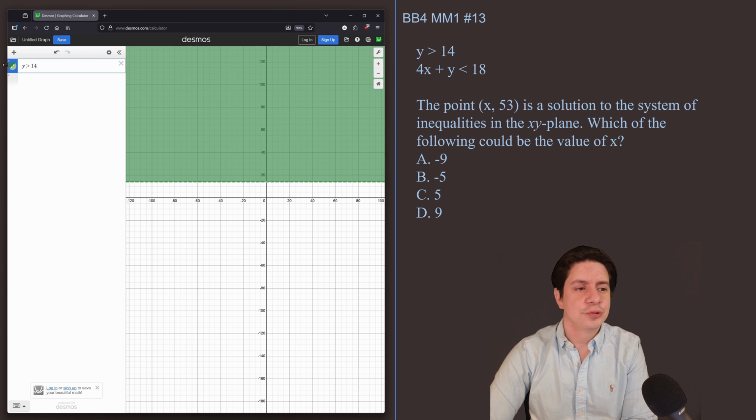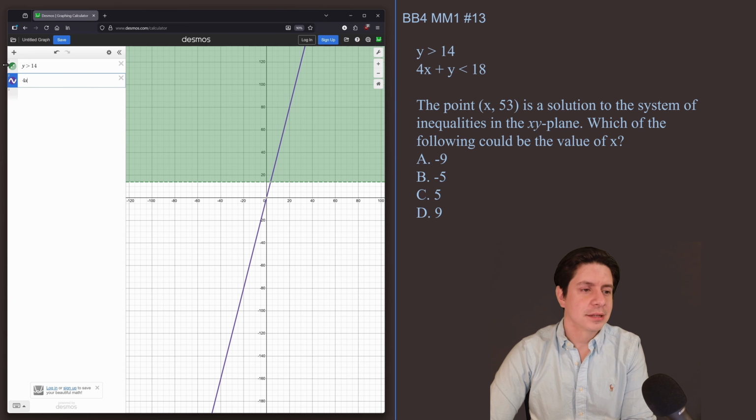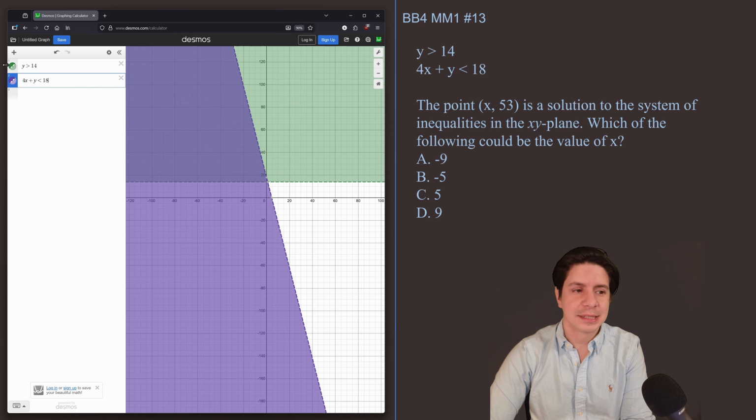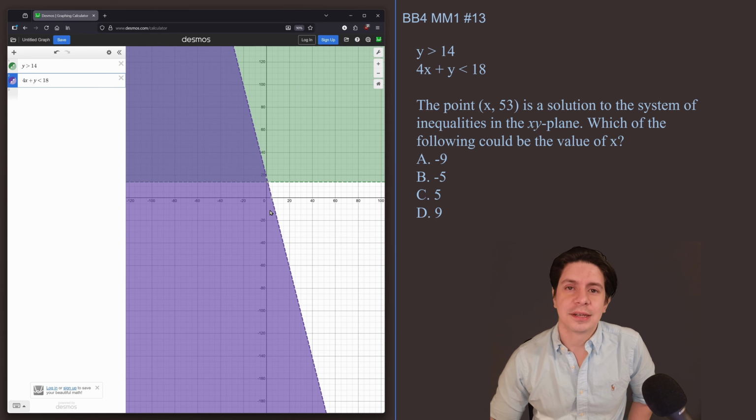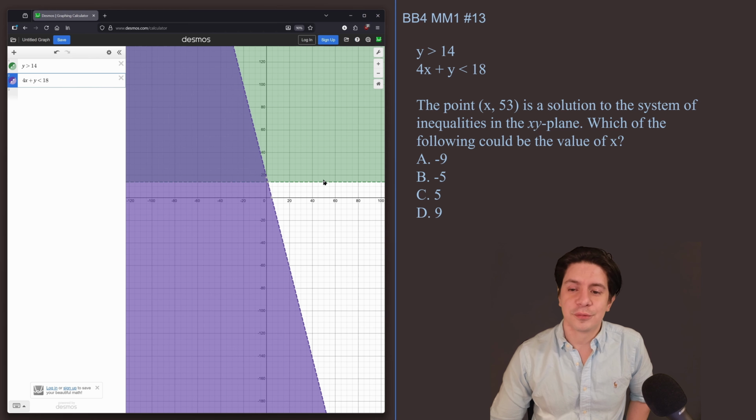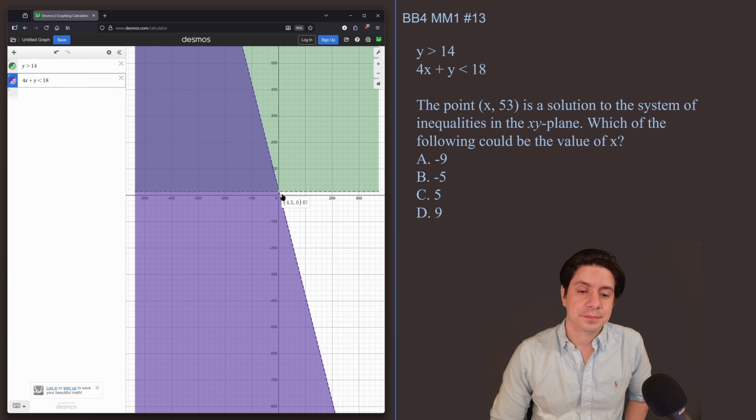And as you're using Desmos, it's not so much that you need to use Desmos on the test, but you do need to practice using it while you're studying so that on the day of the test you're comfortable. So let's see what y is when it's 53.